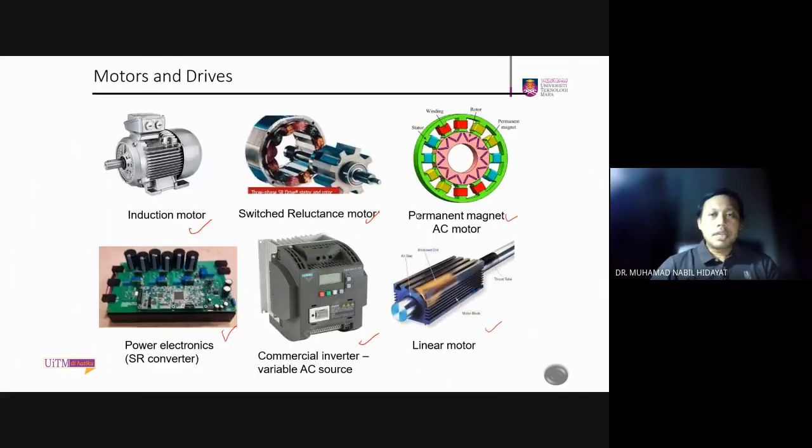And for motor drives, you have some examples here. You have the induction motor, the switched reluctance motors, permanent magnet motors. Also, you have a linear motor that is being driven by commercial inverters and power electronics.